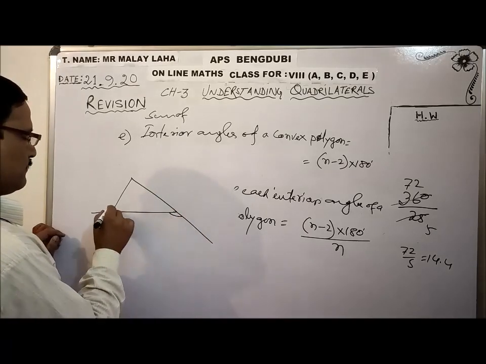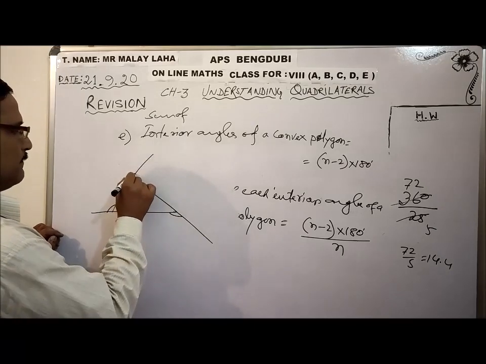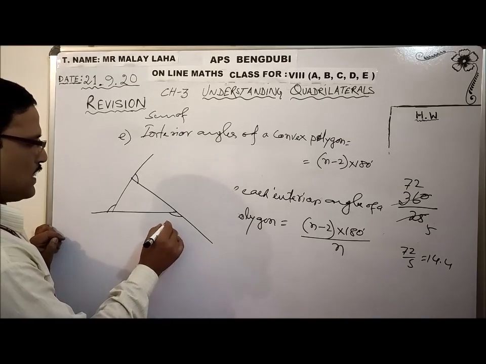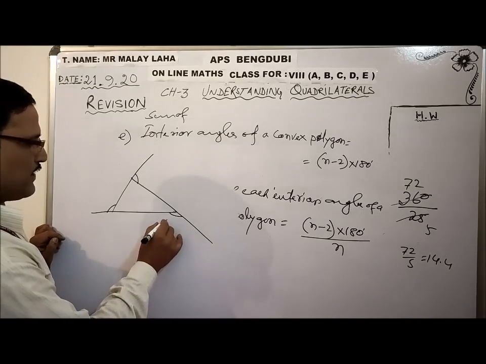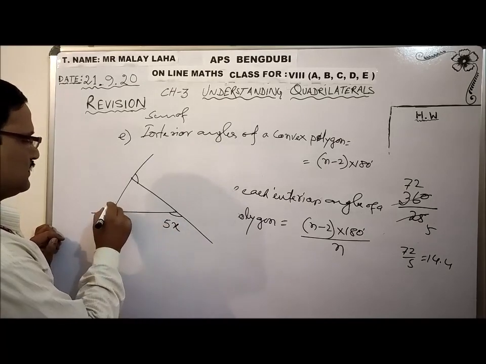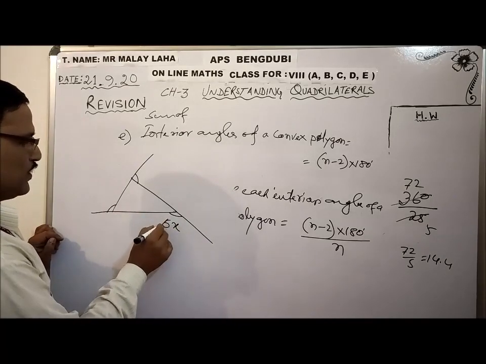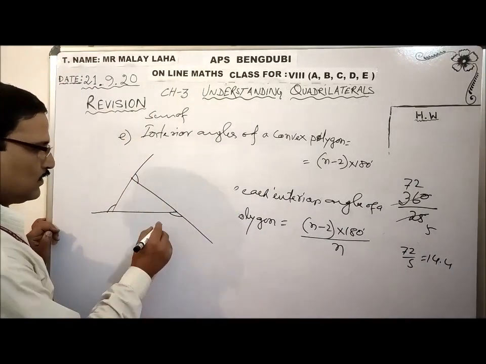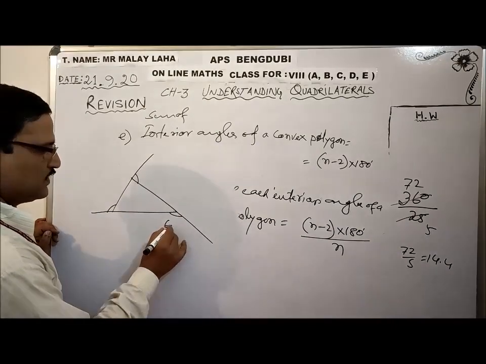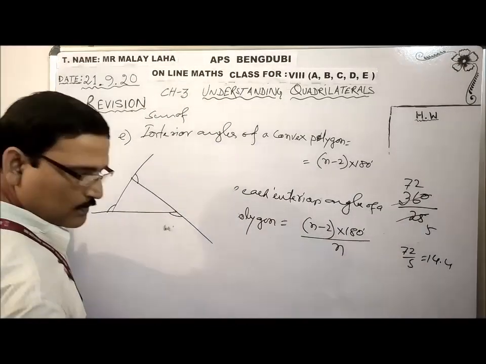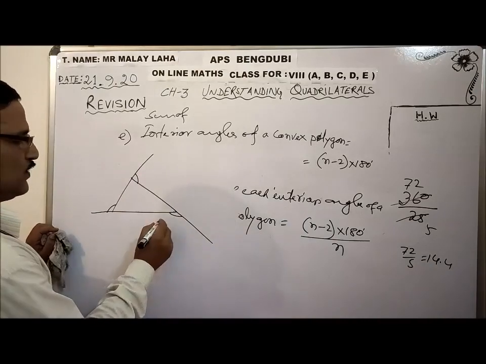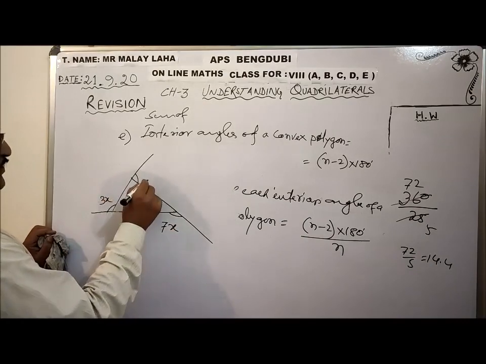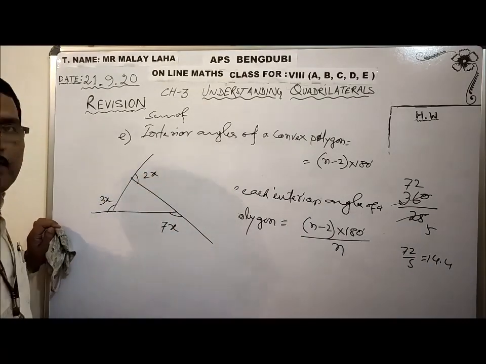This angle, this angle, this angle. So मान लो this one is 5x, this one is 4x, so 6. Suppose this one is 7x, this one is 3x, this one is 2x. What is the measure of x?